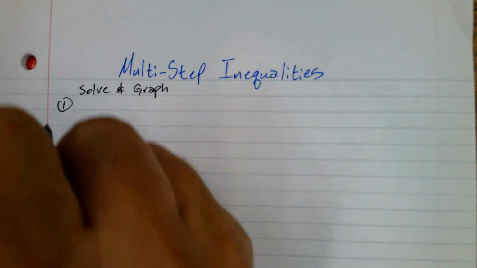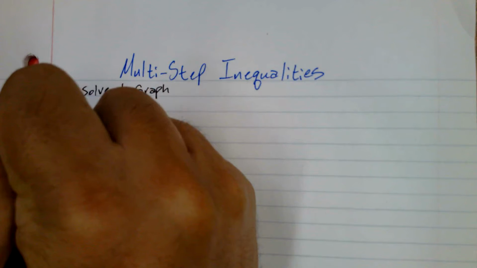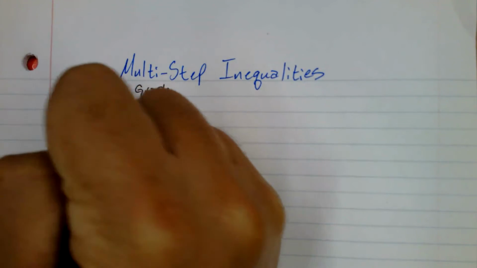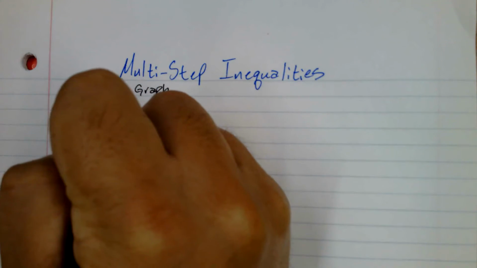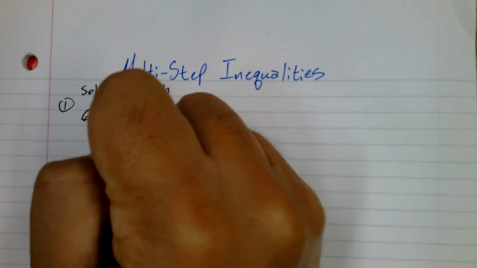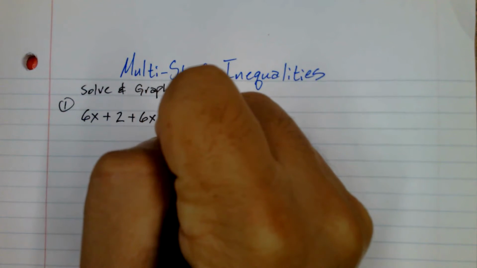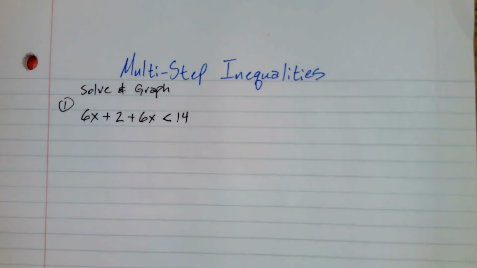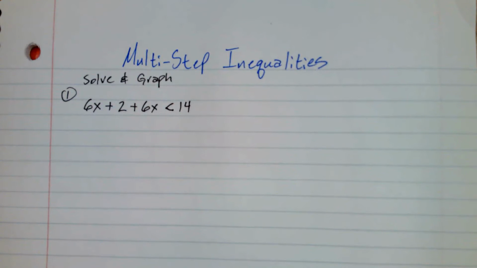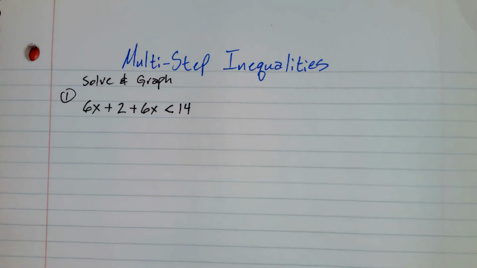Let me give you something to work with. Let's say we have 6x plus 2 plus 6x is less than 14. Okay, that's better. Go ahead and write that down.